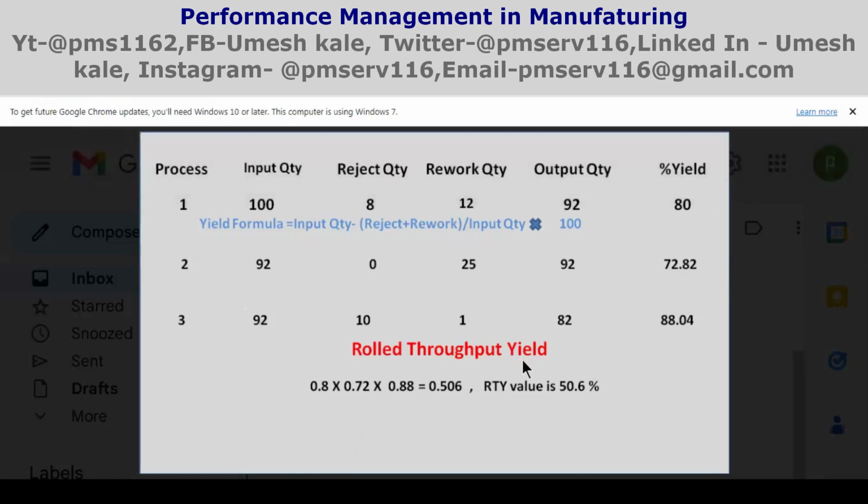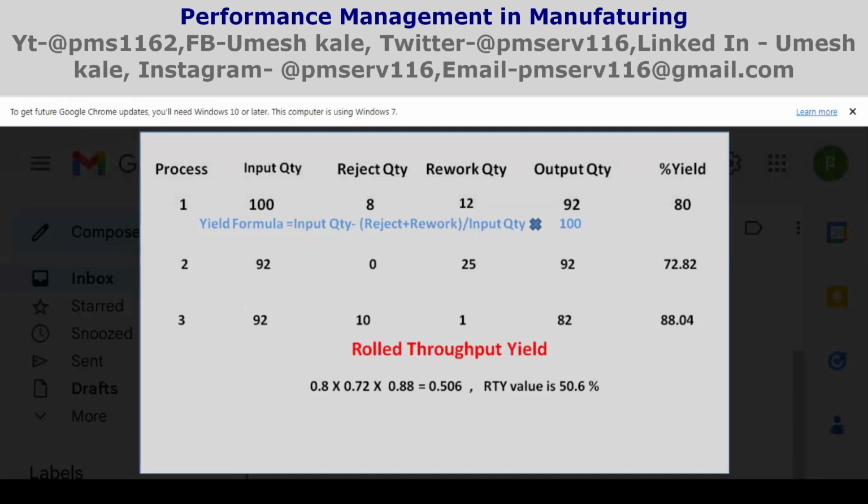So the 8 numbers which are rejected are deleted from the input quantity, and the 12 numbers are reworked and added into the output quantity. This is for calculating output quantity, but for yield you have to consider both rework and reject quantity. Below, in the blue text, we have shown the formula of the rolled throughput yield calculation. The formula is input quantity, that is 100 numbers, minus reject plus rework, that is 8 plus 12, which is 20 numbers, divided by the input quantity. So input quantity is again 100 numbers.